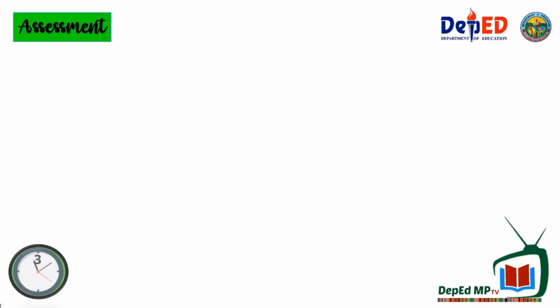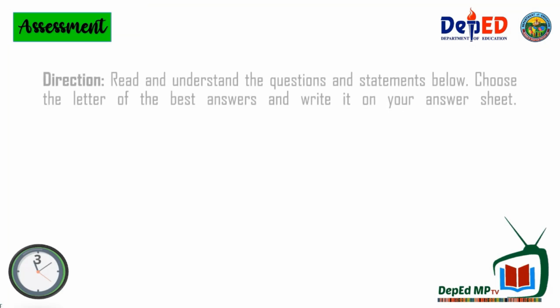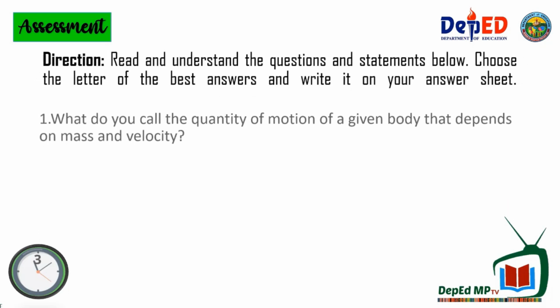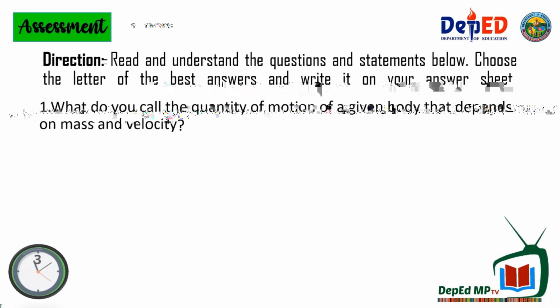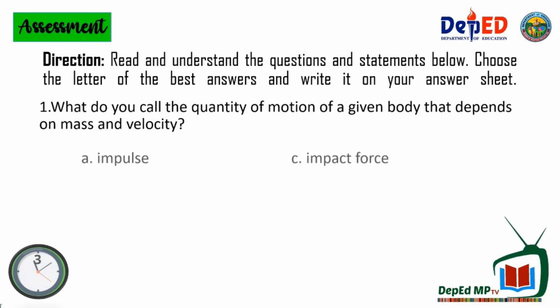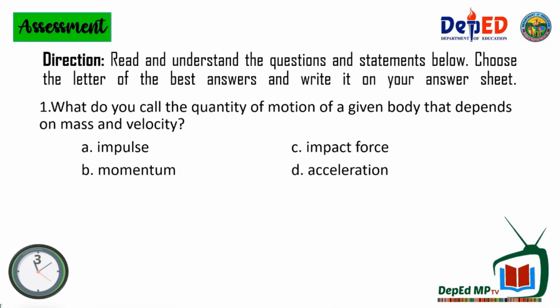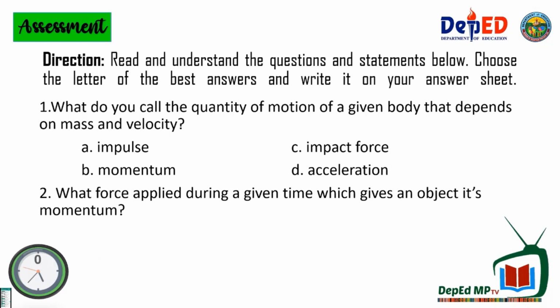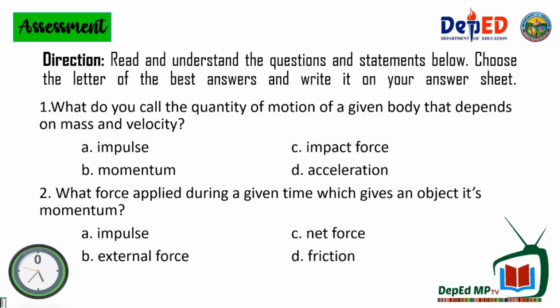To summarize everything, let's do assessment. Direction. Read and understand the questions and statements below. Choose the letter of the best answers and write it down on your answer sheet. Number 1. What do you call the quantity of motion of a given body that depends on mass and velocity? Number 2. What is the force applied during a given time which gives an object its momentum? Pause this video and continue answering the rest of the questions.